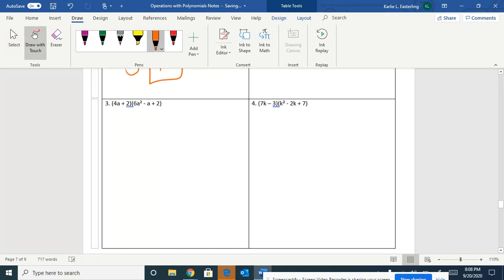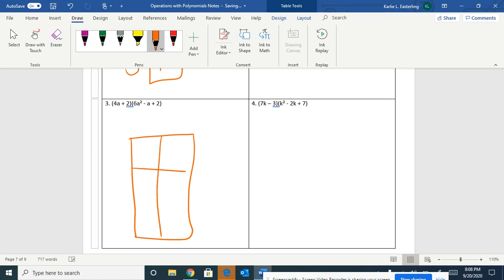All right, so for these down here, though, we are going to be doing the box method. We're going to put 2 on top and 3 down the side. So 1, 2, 3. So the 2 on top is going to be that 4a and that 2, then 6a squared, negative a, and positive 2.